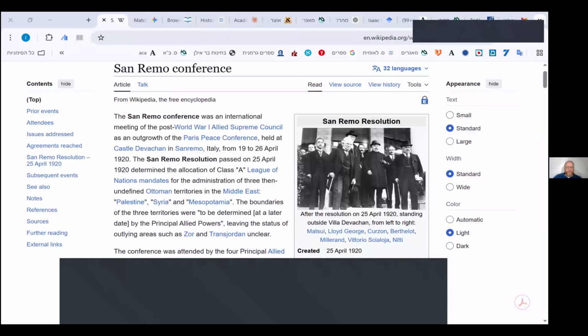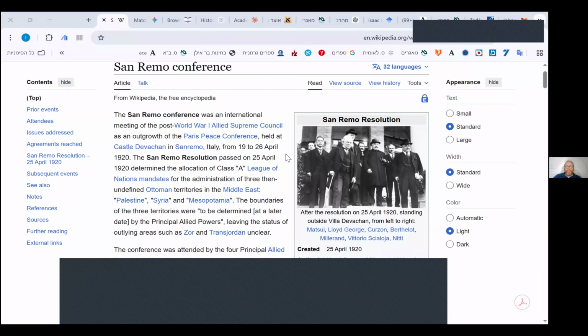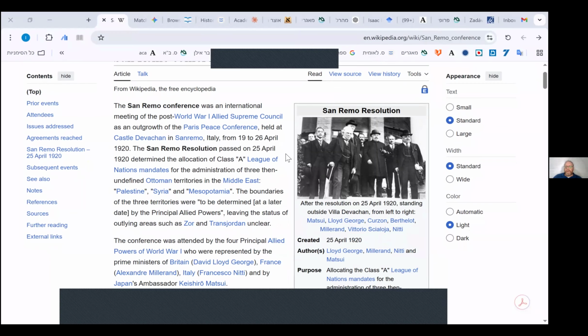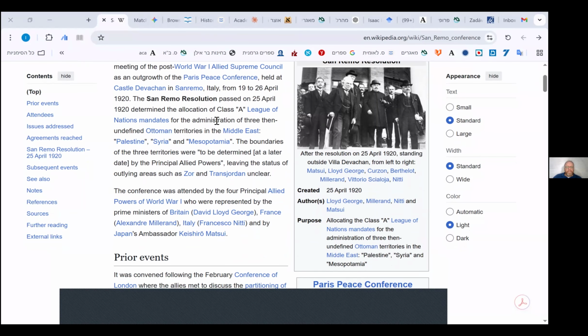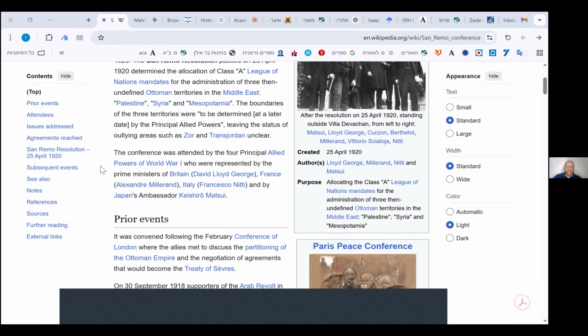Here you can see the Sanremo Conference, an international meeting of the post-World War One Allied Supreme Council as an outgrowth of the Paris Peace Conference, held at Castle de Vichon in Sanremo in Italy, 1920. Please remember the dates. You can open it up afterwards. What is important here for us is that the Sanremo resolution passed on the 25th of April determined the allocation of Class A League of Nations mandates for the administration of three then undefined Ottoman territories in the Middle East: Palestine, Syria, and Mesopotamia, Iraq. The boundaries of the three territories were to be determined by the principal Allied powers, leaving the status of outlying areas such as Tzor and Transjordan unclear.